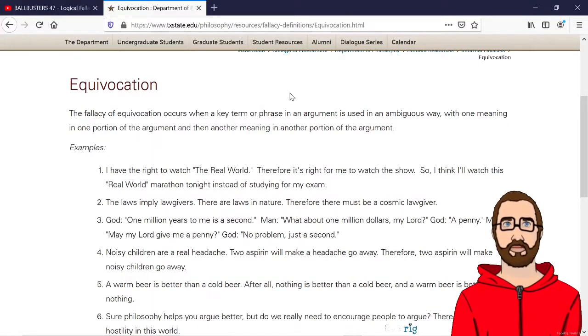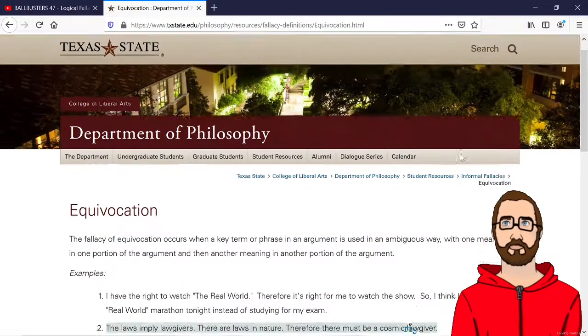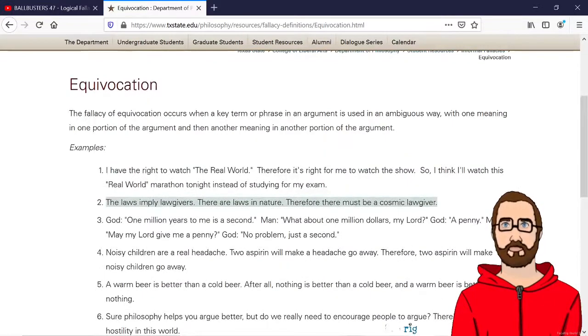So okay, here is an actual example, I think the second one. This is from the website www.txstate.edu/philosophy/resources/fallacy definitions/equivocation. So yeah. And it says that the law implies a lawgiver. There are laws in nature, therefore there must be a cosmic lawgiver. And this is like in the discussion about God.